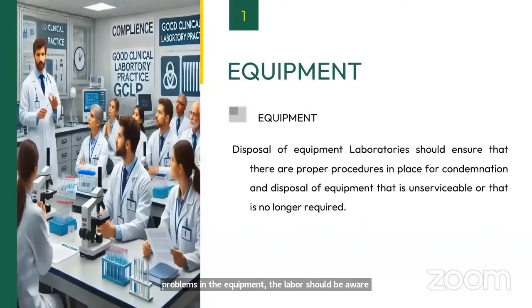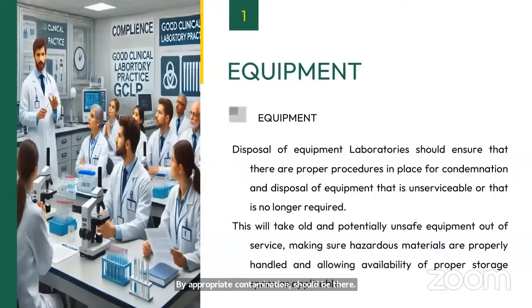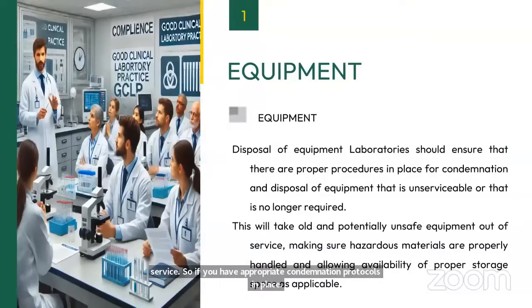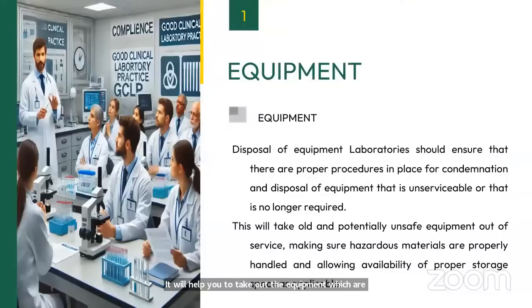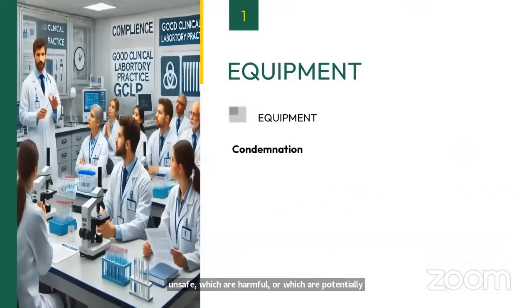Disposal of the equipment. So if the equipment is not working appropriately, it should be disposed of by an appropriate condemnation procedure. This will take old and potentially unsafe equipment out of service. So if you have appropriate condemnation protocols in place, it will help you to take out the equipment which is unsafe, which is harmful, or which is potentially hazardous to use in your environment. You can take it out of the environment.